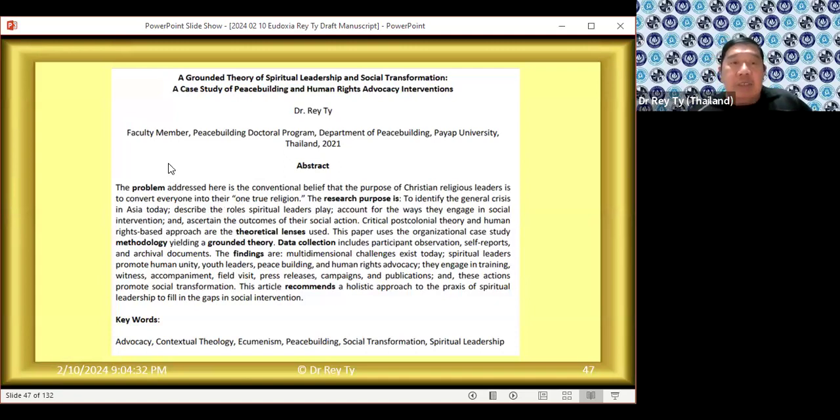Okay, let's look. I highlighted the problem, the first keyword, the research purpose, second keyword, the theoretical lens, that's the literature, the methodology, data collection, another keyword, the findings, the recommendation. So all of the important elements of an abstract are all there. And then keywords, you have in alphabetical order: advocacy, contextual, the theology, ecumenism, peace building, social transformation, spiritual leadership. Okay, so in one paragraph, everything is laid down crystal clearly.